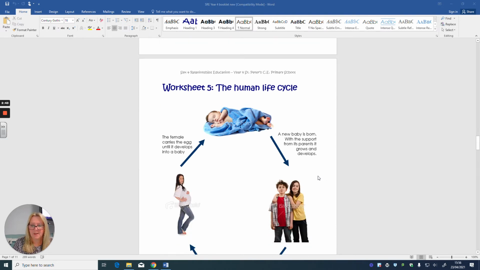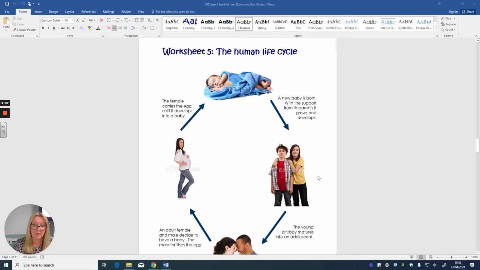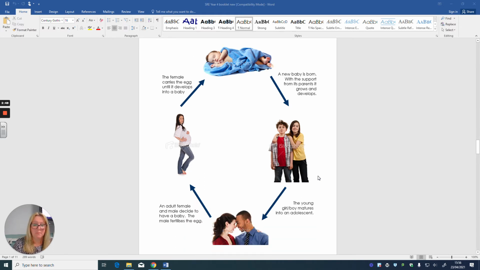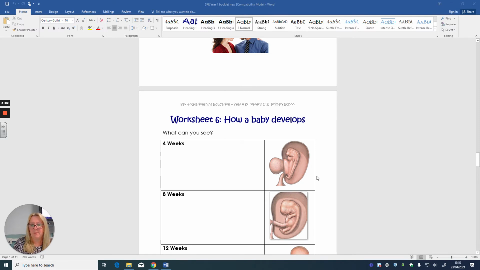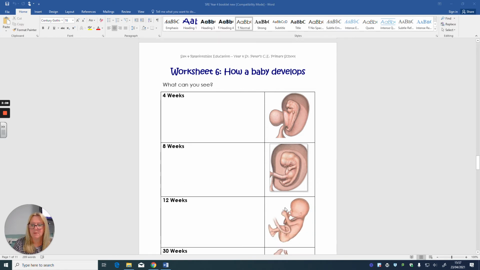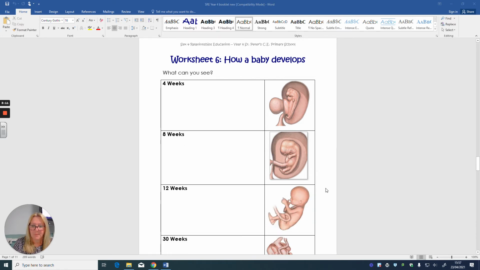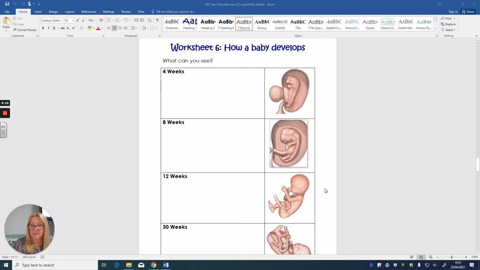We then look at the human life cycle. So the baby's born, grows and develops. The young boy or girl will mature to an adolescent. An adult female and male may decide to have a baby. A female carries the egg until the baby develops. And then we look at how a baby develops in the womb. So what can be seen, obviously, at 12 weeks, a scan picture, the baby looks pretty fully developed by then.